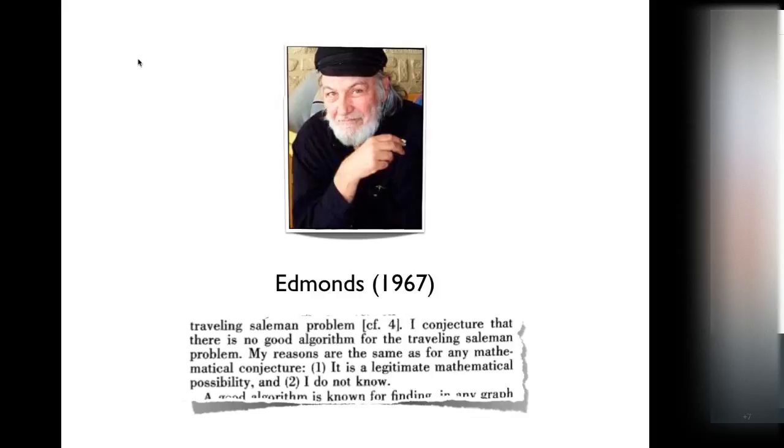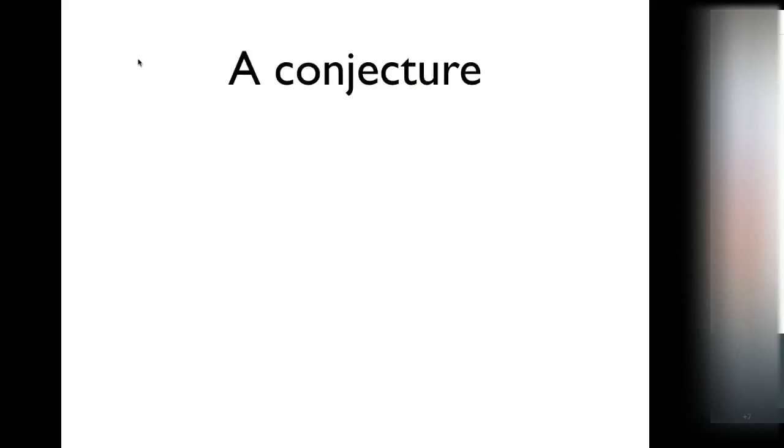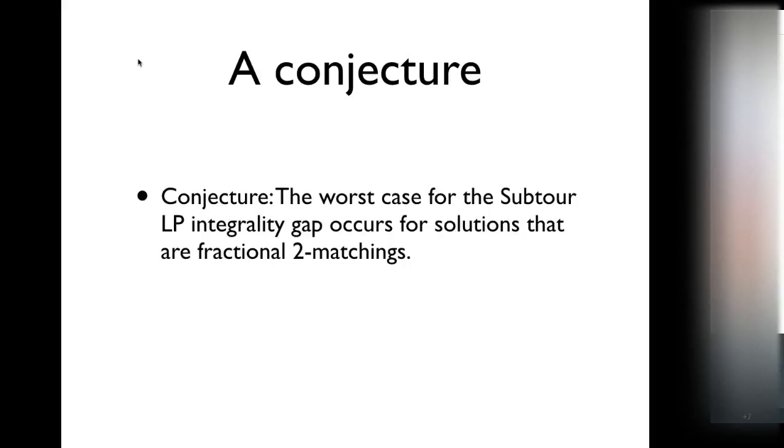So emboldened by Edmonds, we make our own conjecture, which is also a legitimate mathematical possibility, and 2, we have no clue. We conjecture that the worst case for the Subtour LP integrality gap occurs exactly for the solutions to the Subtour LP that are fractional 2-matchings. So it's exactly the case where the Subtour elimination constraints don't really play any role that the worst case is going to have.